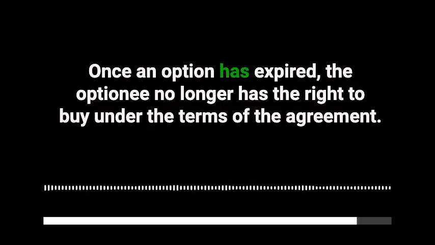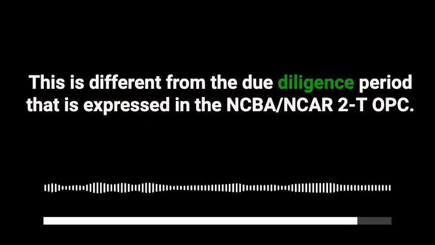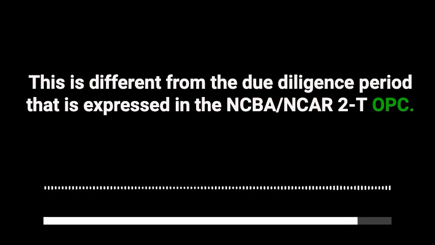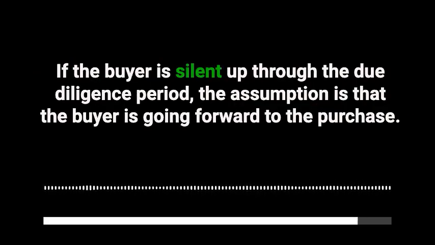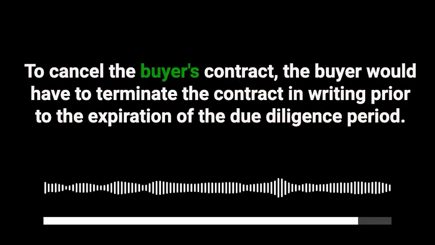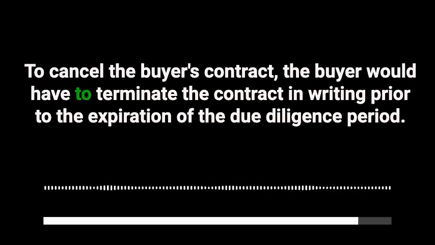Once an option has expired, the optionee no longer has the right to buy under the terms of the agreement. This is different from the due diligence period that is expressed in the NCBA, NCOR 2T. If the buyer is silent up through the due diligence period, the assumption is that the buyer is going forward to the purchase. To cancel the contract, the buyer would have to terminate the contract in writing prior to the expiration of the due diligence period.